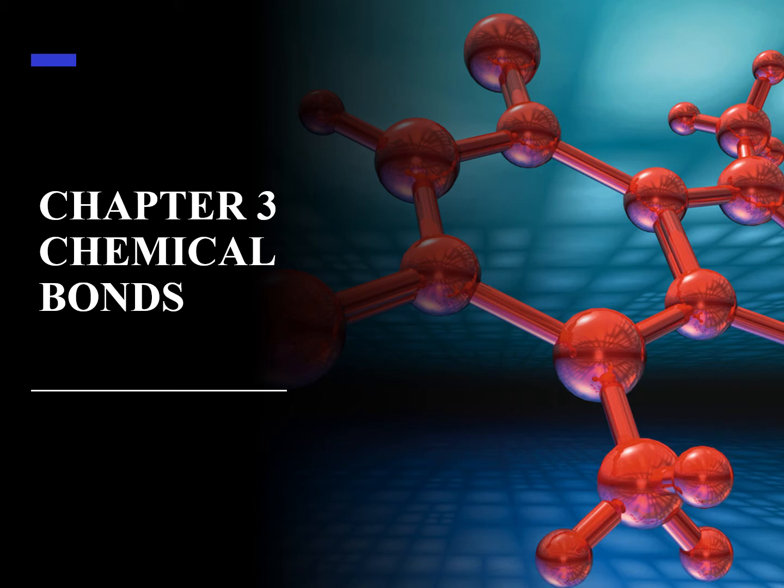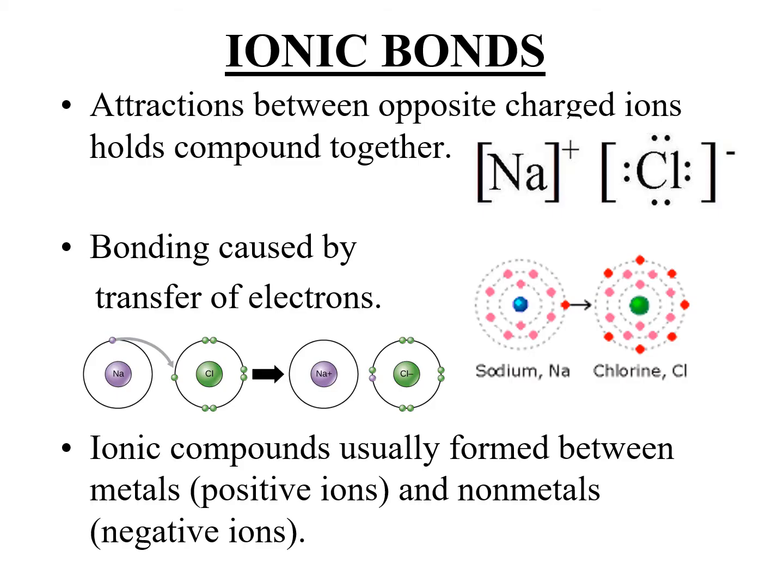Chapter 3 is on chemical bonds, which is how atoms are bonded together in a molecule. Ionic bonds are between ions of opposite charges. It's the attraction between these oppositely charged ions that holds your compound together and forms the bond.